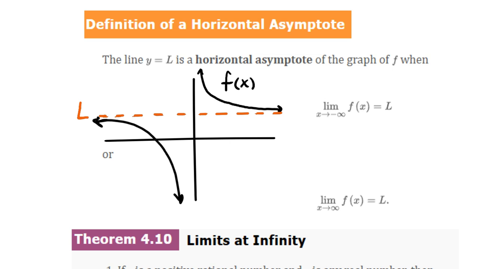These values don't have to be the same, but they are the same if your graph takes on the same value when x is really negative or really positive.